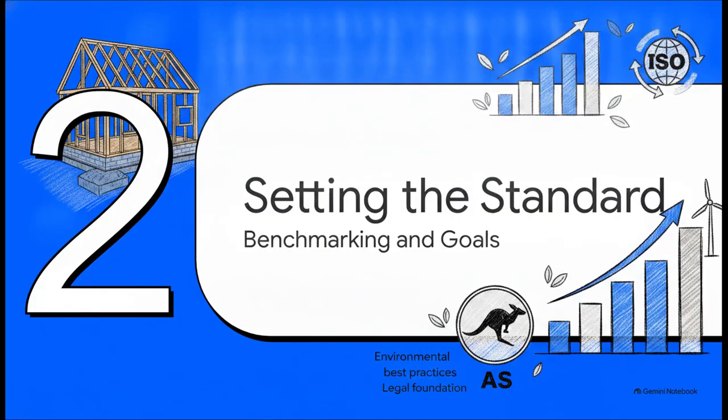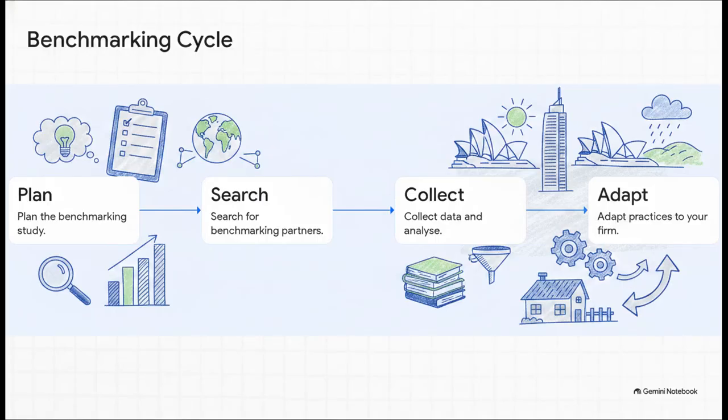Moving right along to phase 2, setting the standard through benchmarking and goals. Here's the thing. Just knowing the law isn't quite enough. You really need to look at industry best practices. Those practices that have proven to be highly useful in meeting shared industry goals. You do this by consulting frameworks like the Australian standards or ISO, and you run them through a continuous benchmarking cycle. It goes like this.